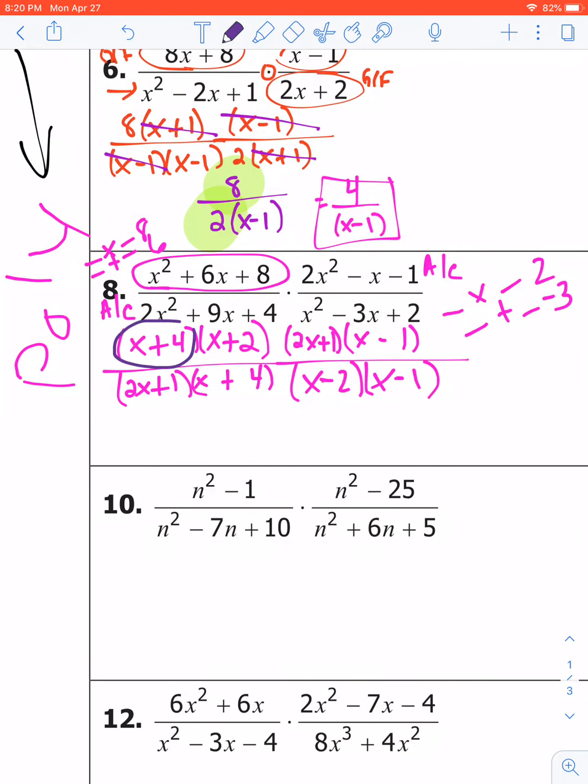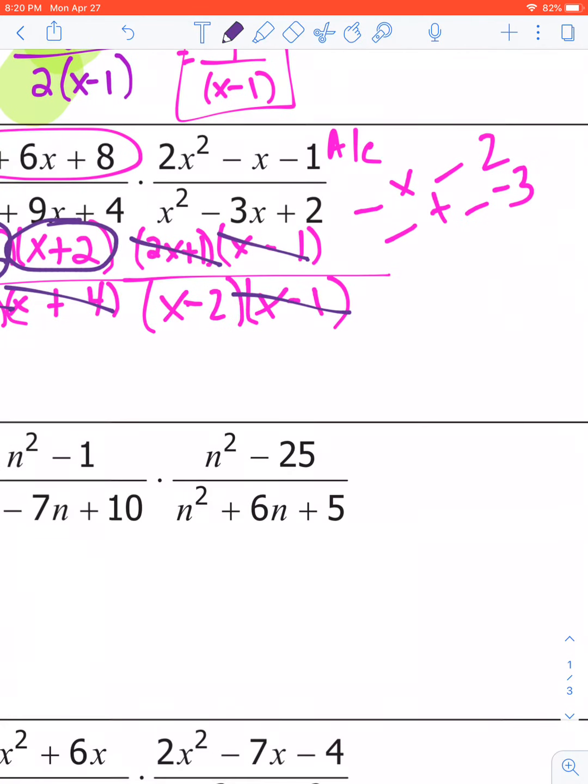I look at the first parentheses, and there's an x plus 4. I see 1 on bottom, I can cancel. I see an x plus 2. There is no other x plus 2 on the bottom. I can't cancel. 2x plus 1 has a match. X minus 1 and x minus 1 have a match. So your final answer is x plus 2 on top, x minus 2 on bottom.